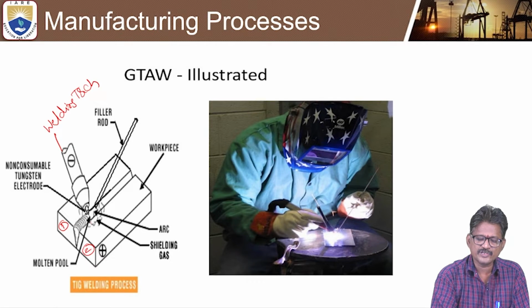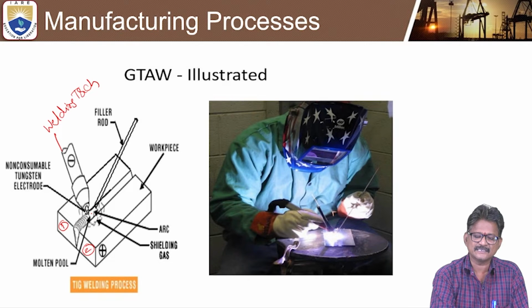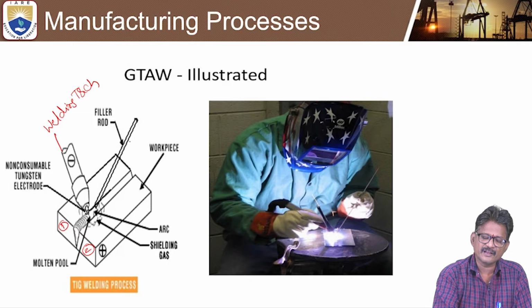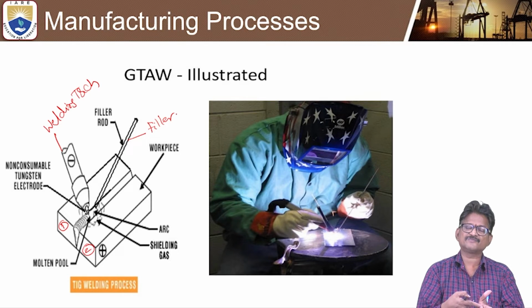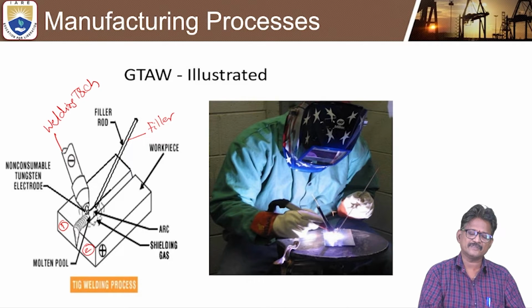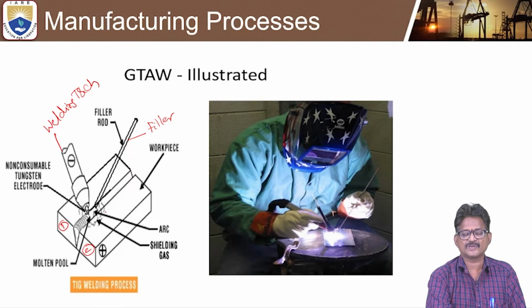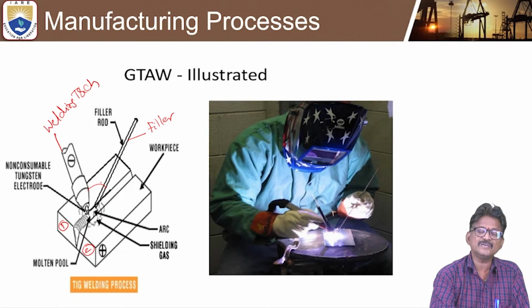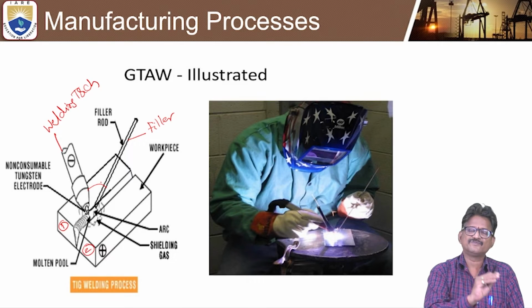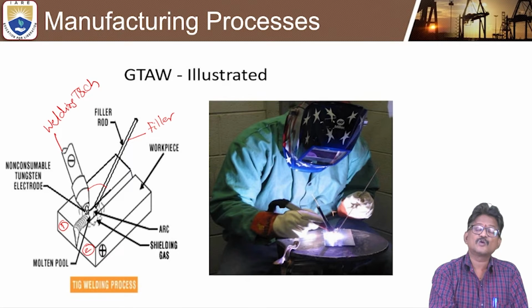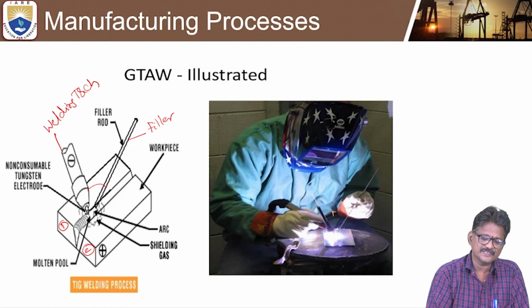And this is a molten pool. While the electrode touches here, this is a filler rod. We can also provide a filler rod. The filler rod and welding torch will be kept at 45 degrees or less or greater, depending upon the inclination required. For a better quality weld, the angle should be either 40 to 60 or 50 to 70, depending upon the quality of the weld bead. So that is very important.